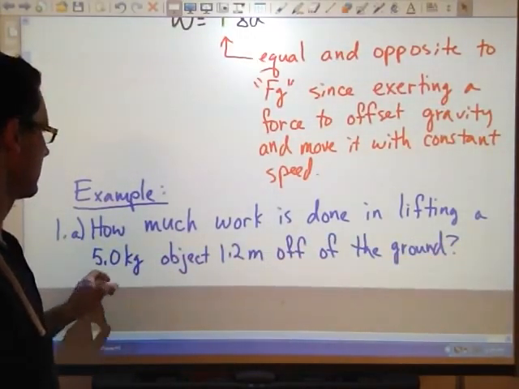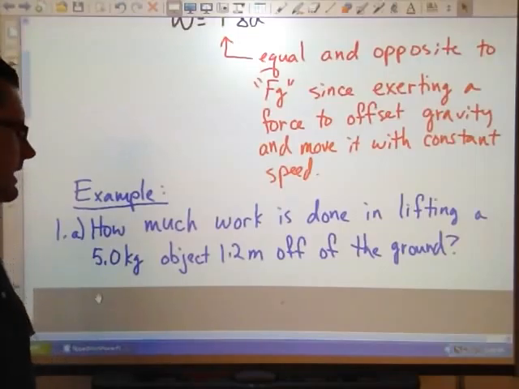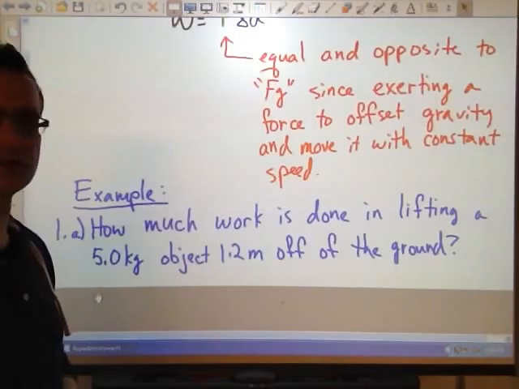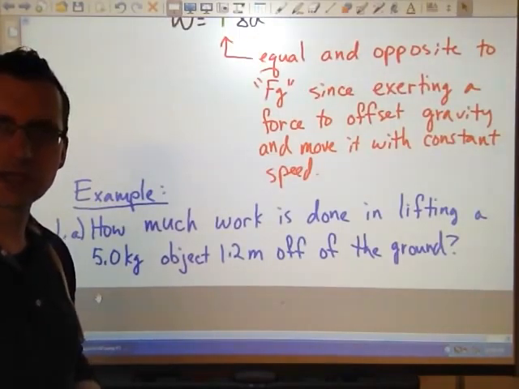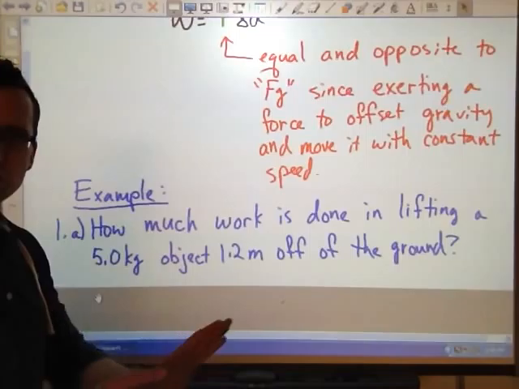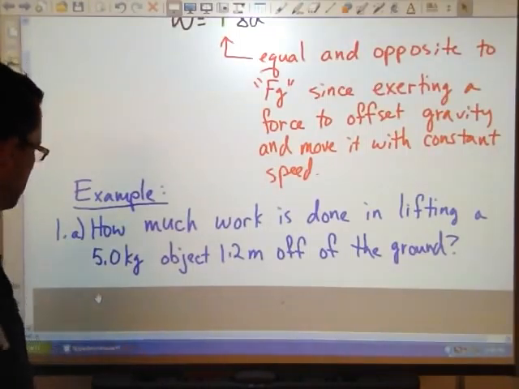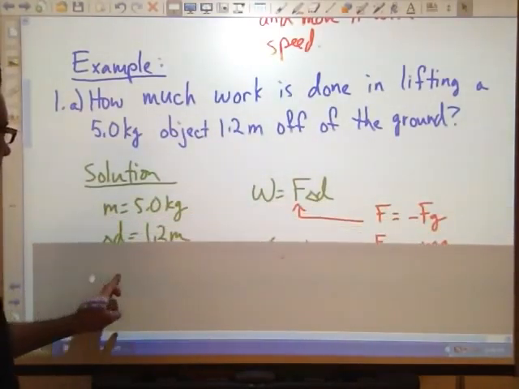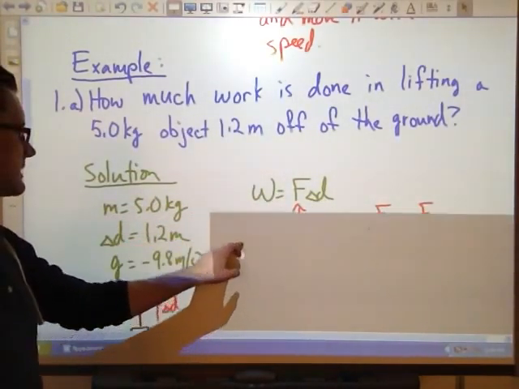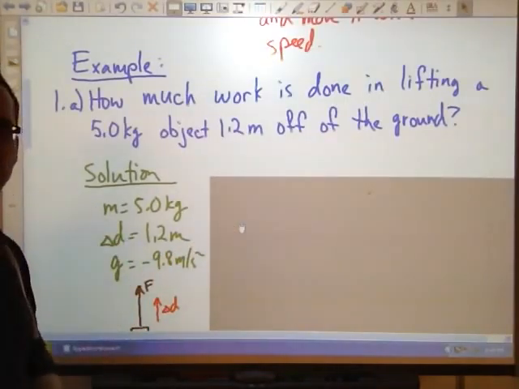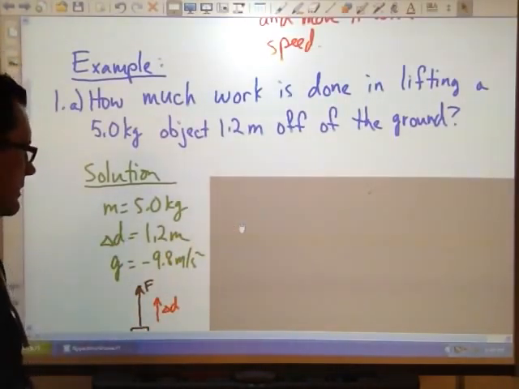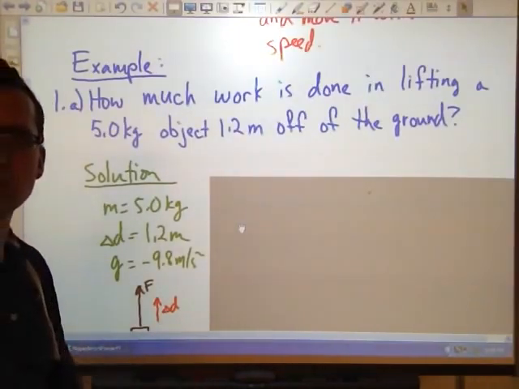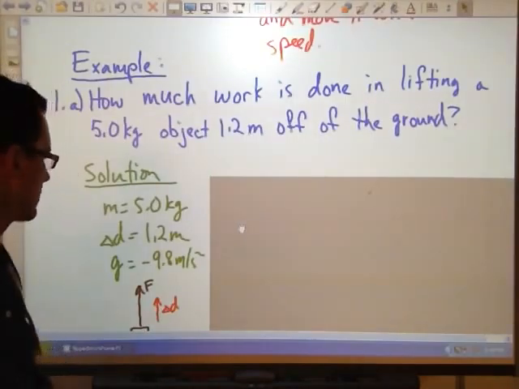So for example here, how much work is done in lifting a 5.0 kilogram object 1.2 meters off the ground? So we could use this idea. You have to envision, are we pushing something on a level ground or are we lifting? In this case we're lifting. So we'd have to use this idea. So if we take a look at known variables here, we have our mass is 5.0 kgs, our displacement is 1.2 meters off of the ground. Of course, little g is negative 9.8 meters per second squared, as always.